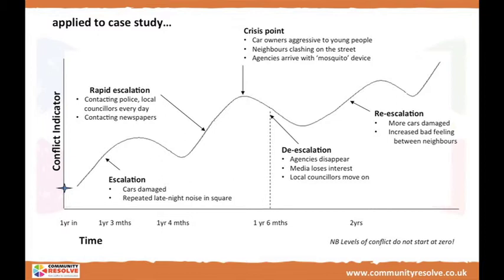At the point where it turned into a crisis, lots of agencies did appear. The police appeared more and more, housing officers were there, community safety came in, and in fact Community Resolve was approached as an agency to think of a better alternative to the mosquito device. That was good, and a good piece of work did go on. Agencies did start to disappear, and there was a long facilitated process with the residents that led to a new idea for the square and how it would be divided up, and some thoughts about bringing people together to do joint events to build relationships. That did go well, the agencies did disappear, and there was a de-escalation.